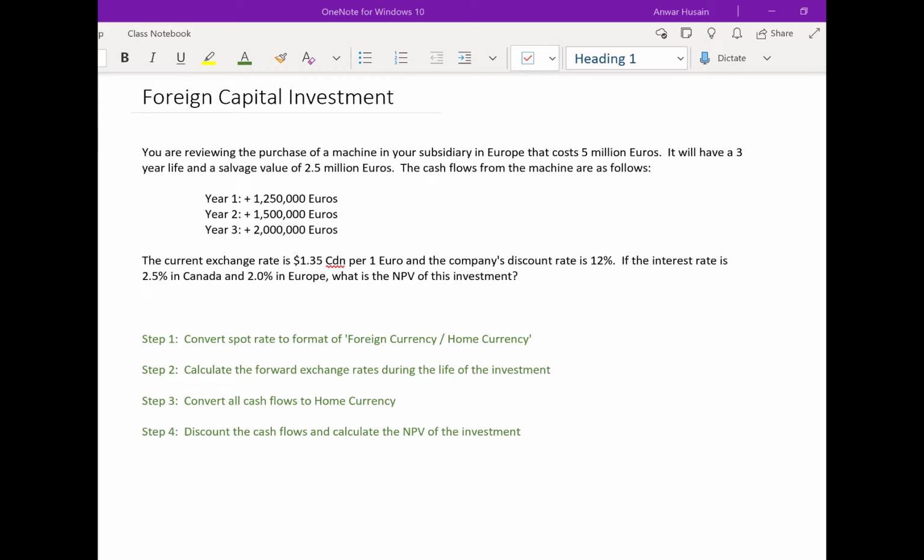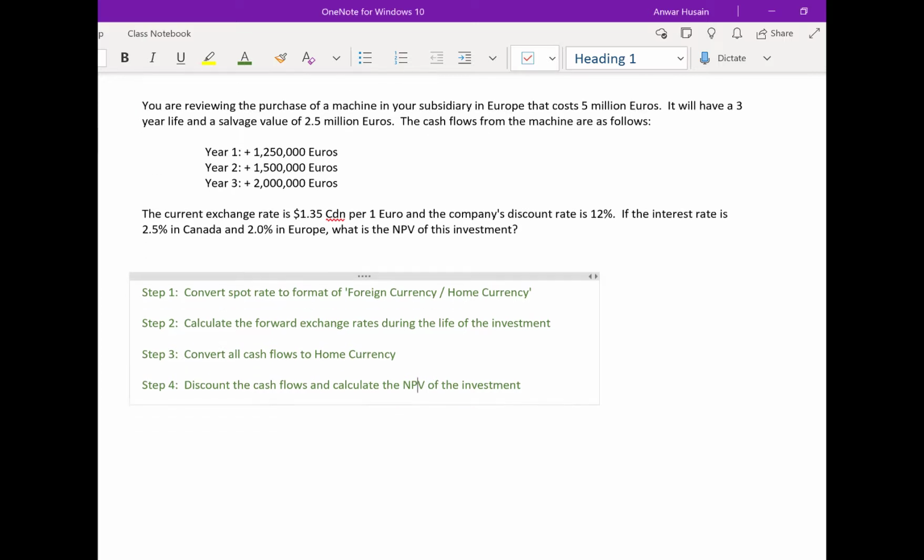The current exchange rate is 1.35 Canadian per euro, and the company's discount rate is 12%. Interest rates in Canada are 2.5%, and in Europe, they are 2%. What's the net present value of the investment? Okay, so let's start with step 1.